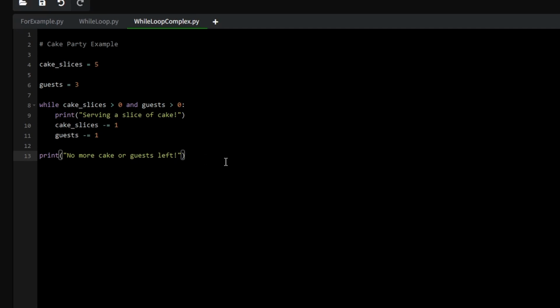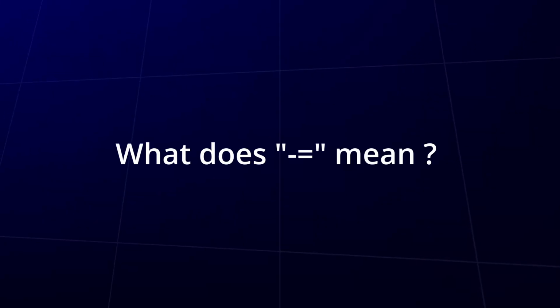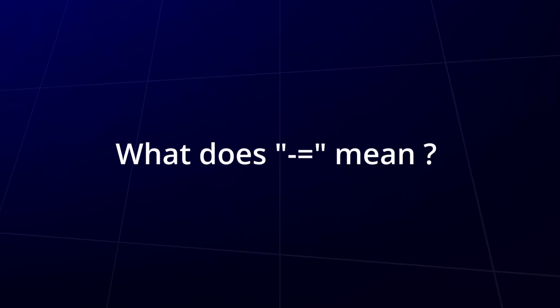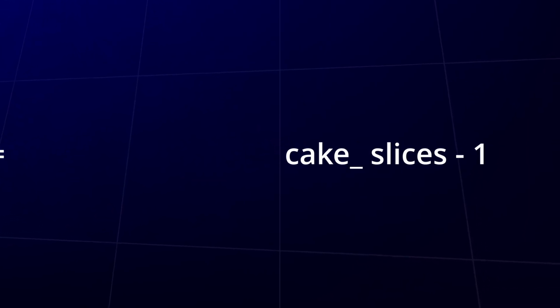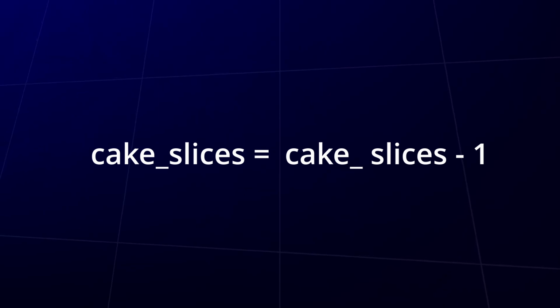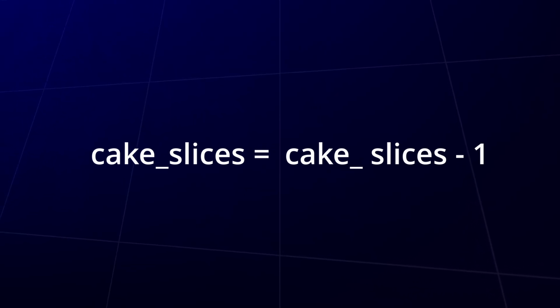Also, I want to quickly mention the syntax you saw, cake slices minus equal 1 and guests minus equal 1. For some of you this might have made perfect sense, but let's take a moment to break it down. What this is really doing is subtracting 1 from the current value of cake slices and reassigning that new value back to the same variable. It's the same as writing cake slices equal cake slices minus 1.